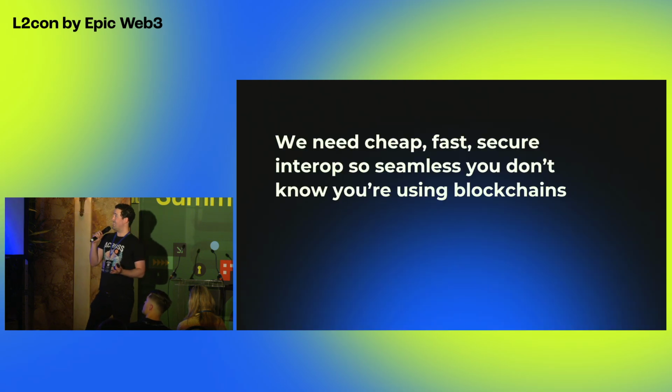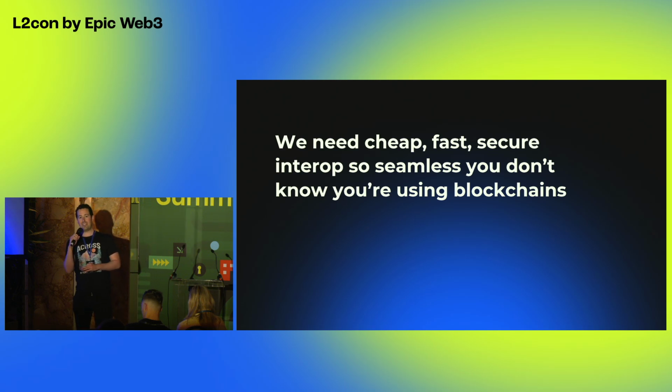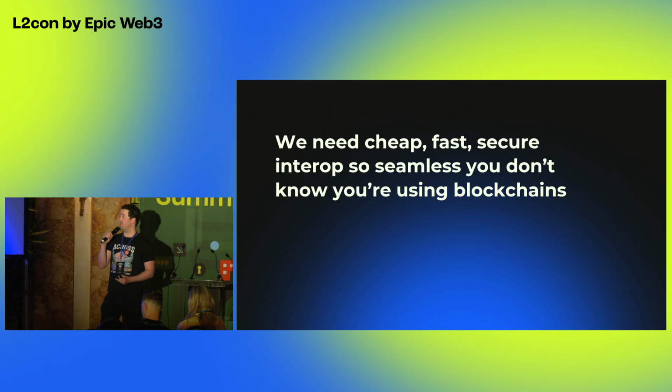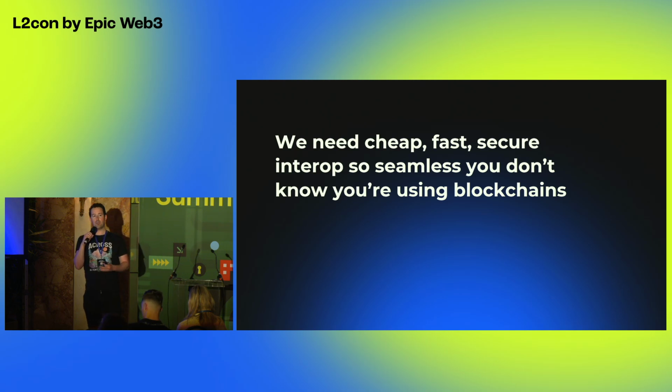So the thesis of my talk is just that we need cheap, fast, secure interop, so seamless you don't know you're using a blockchain. This isn't new. This is something we've worked on as an industry for years. And in some ways, with smart accounts, with chain abstraction, we're getting closer to this.